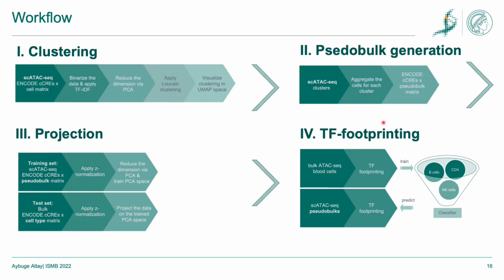The next step in the workflow is transcription factor footprinting. We couple our analysis with transcription factor footprinting with the idea that similar cell types show similar transcription factor profiles. Therefore, we applied footprinting for both the bulk ATAC-seq data as well as the pseudobulks. We then train a classifier using the bulk ATAC-seq footprinting results and predict the cell type annotation of the pseudobulks using the classifier.